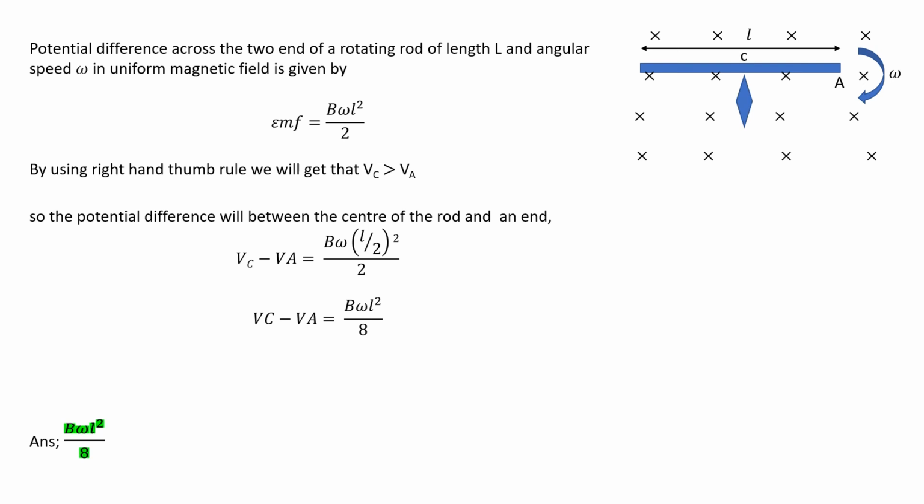So the potential difference across the two ends of a rotating rod of length L at angular speed omega in a uniform magnetic field is given by EMF is equal to B omega L square by 2. By using the right hand thumb rule, we will get that VC is greater than VA. So the potential difference between the center of the rod and an end will be VC minus VA equal to B omega (L by 2) whole square divided by 2, which is equal to B omega L square by 8.